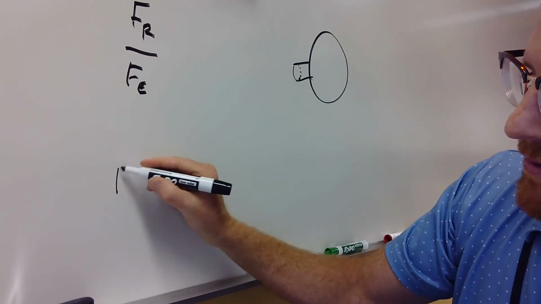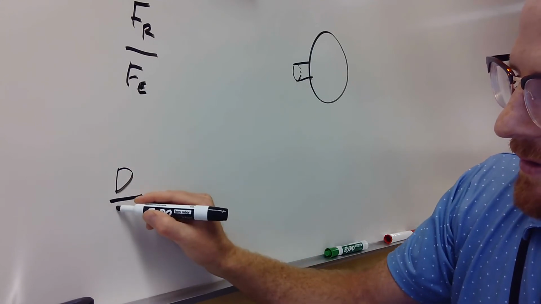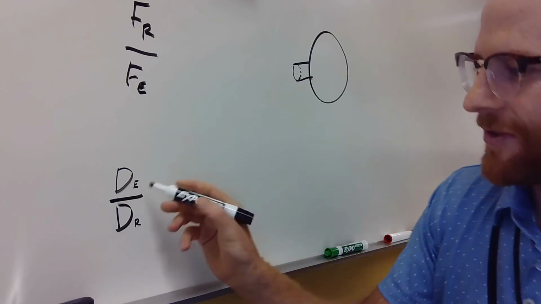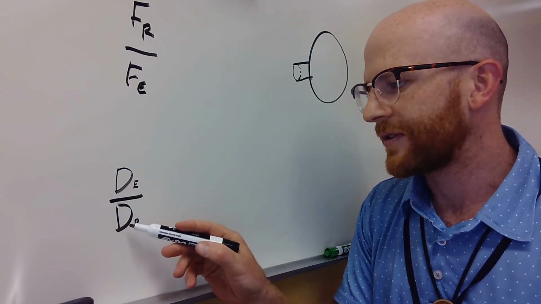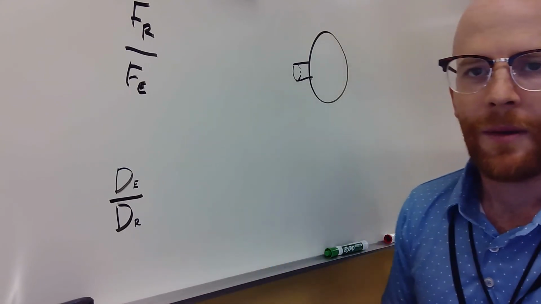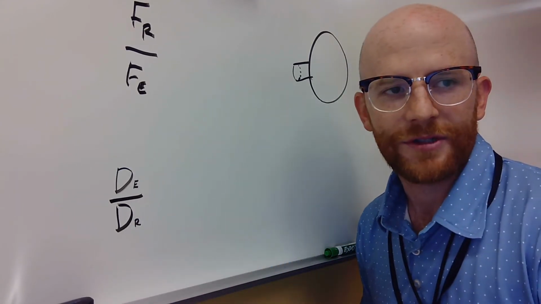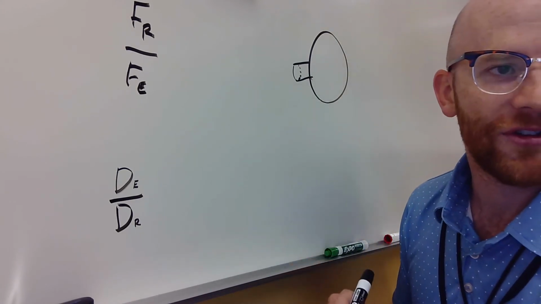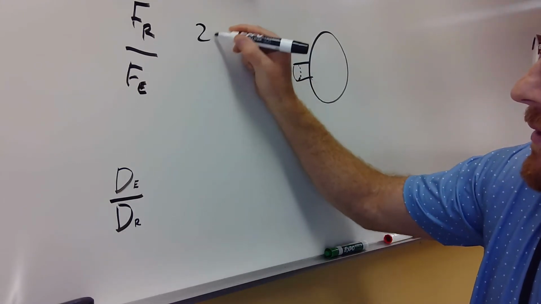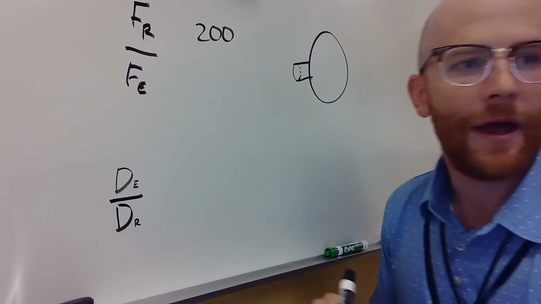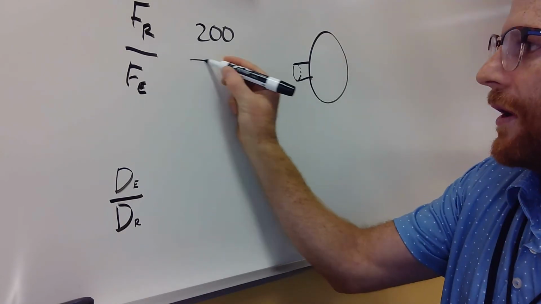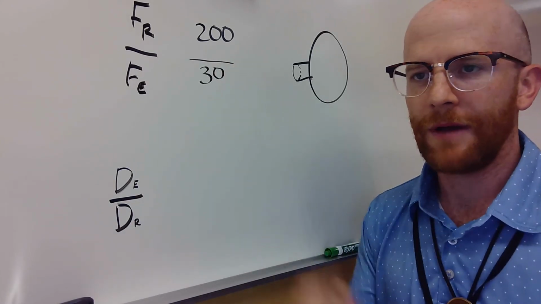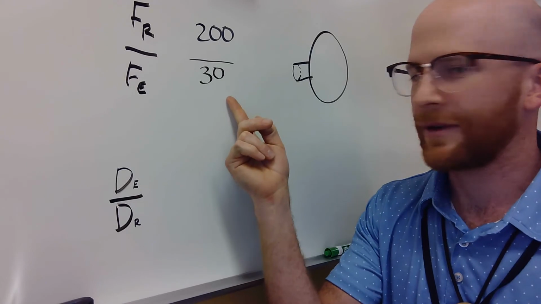The ideal mechanical advantage, which they're not asking for right now, is the distance of the effort arm over the distance of the resistance arm. But I don't think they even ask us that in this question. So let's take a look. There are 200 pounds of resistant force, and there are 30 pounds of effort force. That is the actual mechanical advantage.